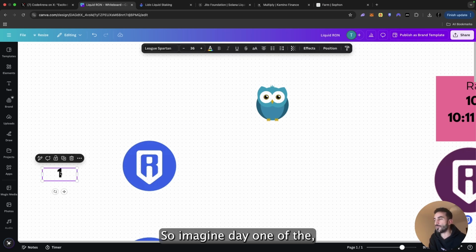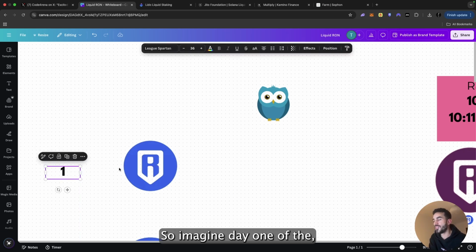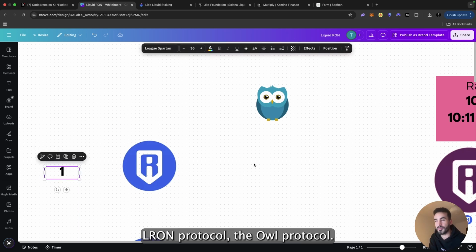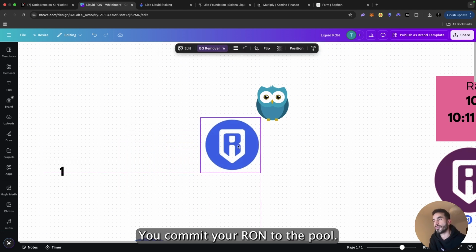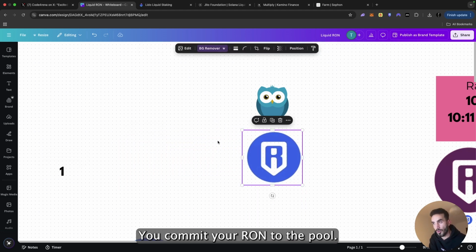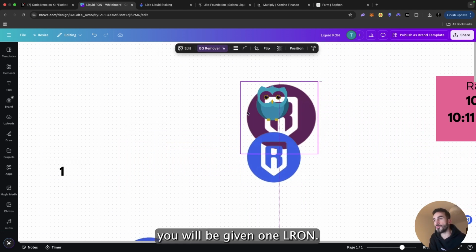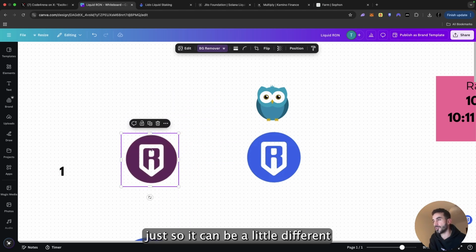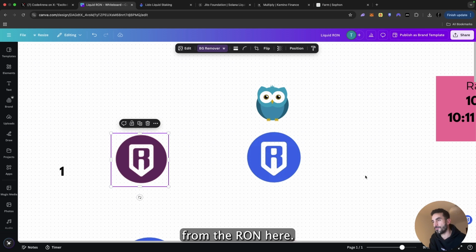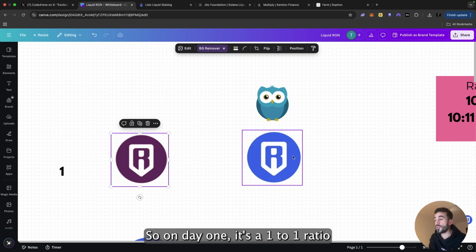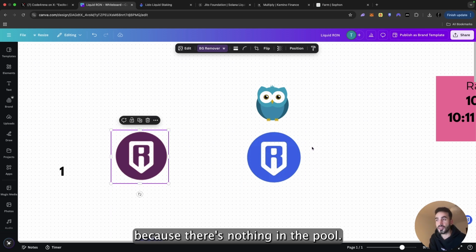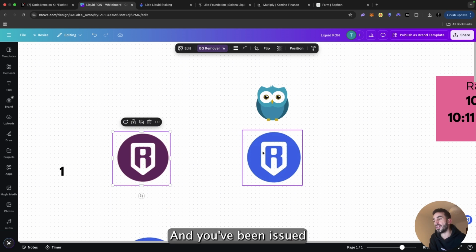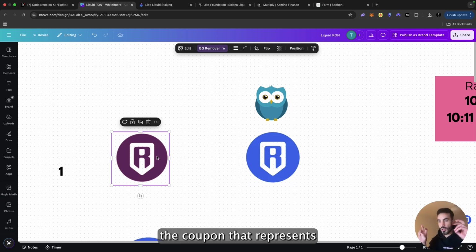So imagine day one of the LRON protocol, the Owl protocol. You commit your RON to the pool. In return, you will be given 1 LRON. I have it in purple just so it can be a little different from the RON here. On day one, it's a 1-to-1 ratio because there's nothing in the pool, nothing has been earned, and you've been issued the coupon that represents the RON you staked.